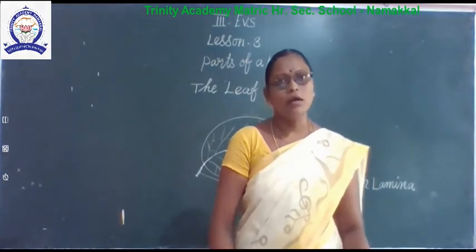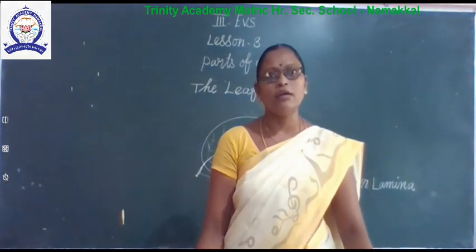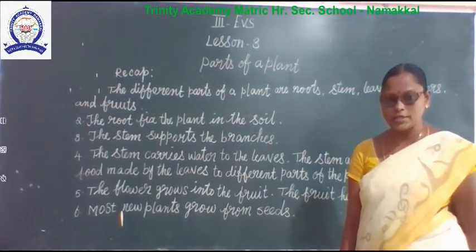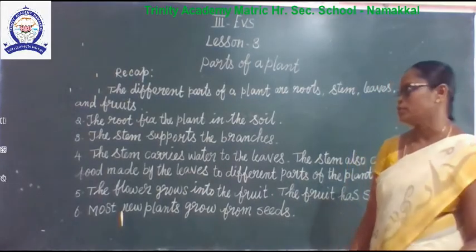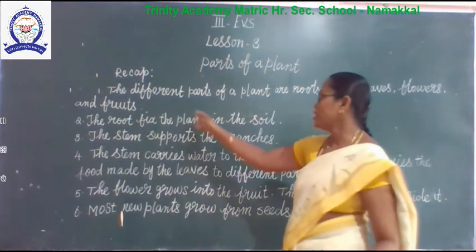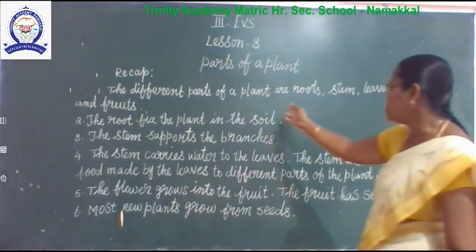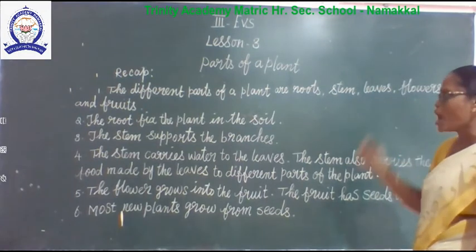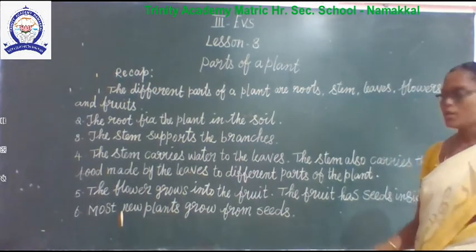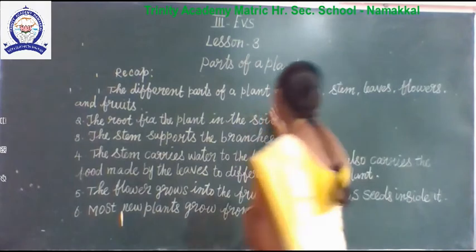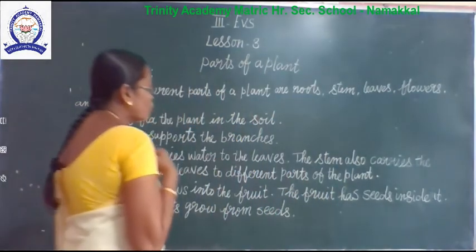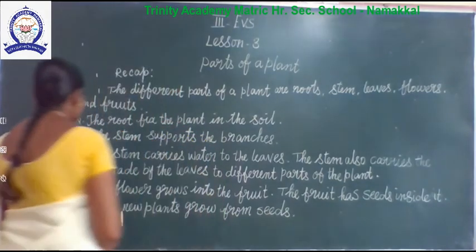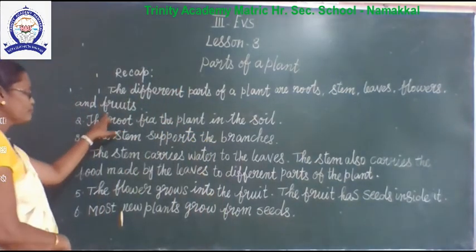Okay, children, I will recall the lesson once again shortly. First, the different parts of a plant are roots, stem, leaves, flowers and fruits.